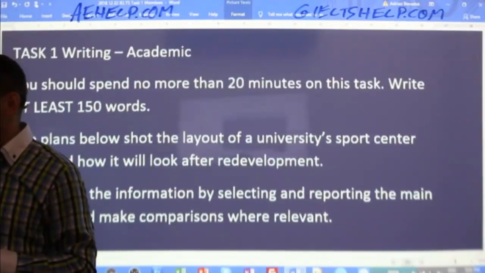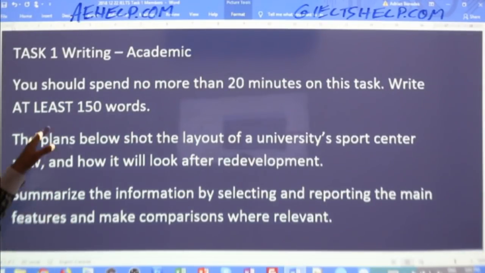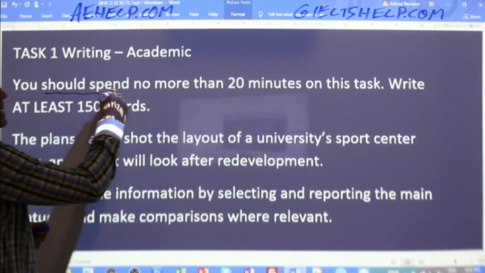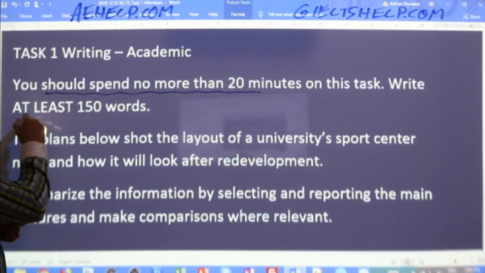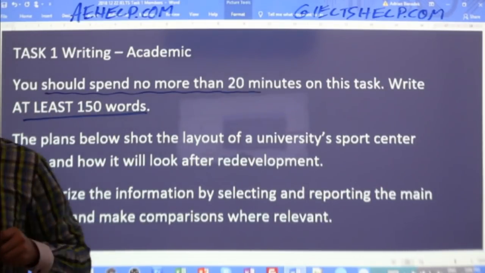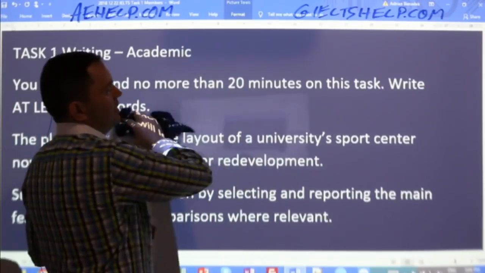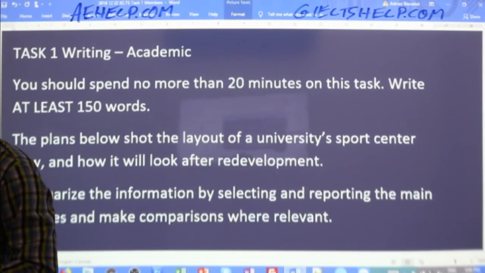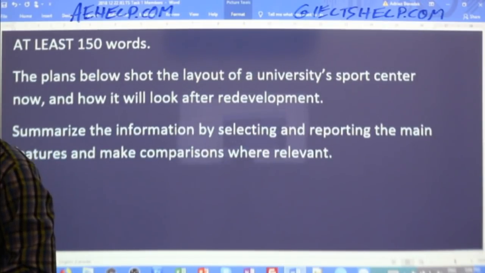All right, so let's look at today's question. Task 1 writing, academic. Okay, this is for the academic IELTS. You should spend no more than 20 minutes on this task. And here they say you should spend no more than 20 minutes because you need 40 minutes for task 2. It's worth twice as much. And it says write at least 150 words, so you should write minimum 150 words to get that task completion. So your word count should be between 150 and 200 words. If you go over 200, 210, 220, that's okay. Just make sure it's good quality and make sure you don't take more than 20 minutes.